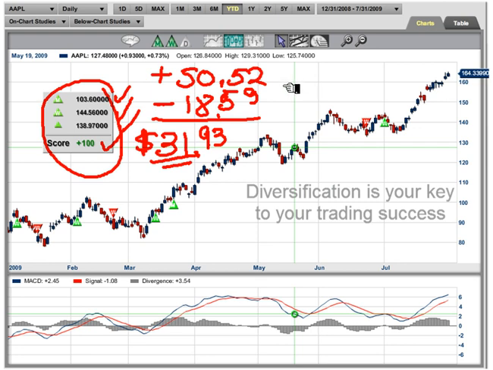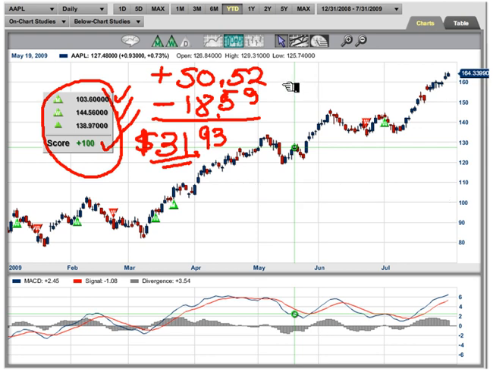Hey, this is Adam Hewison. I hope you enjoyed this quick look at Apple. Only halfway through the year, still opportunities, but the trade triangles work. Just follow the trade triangles, and you will make money over time. Thanks for stopping by. Every success.